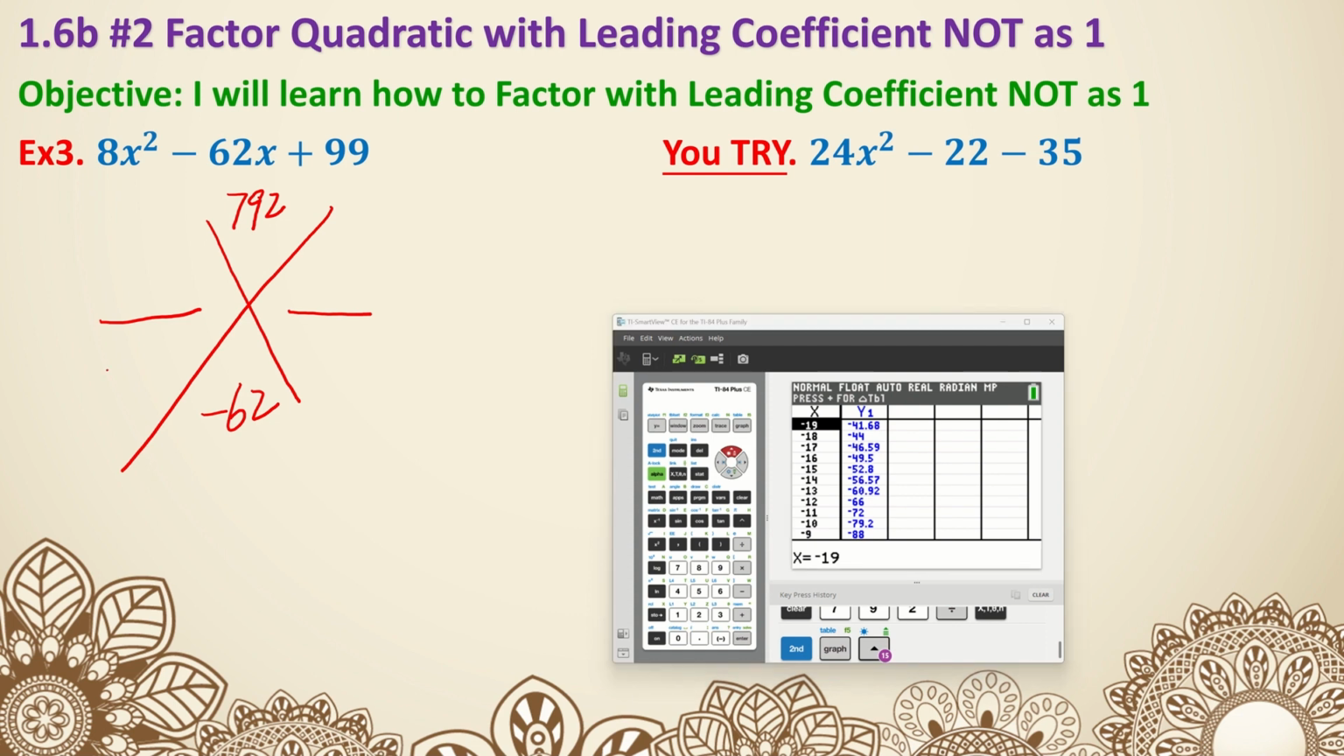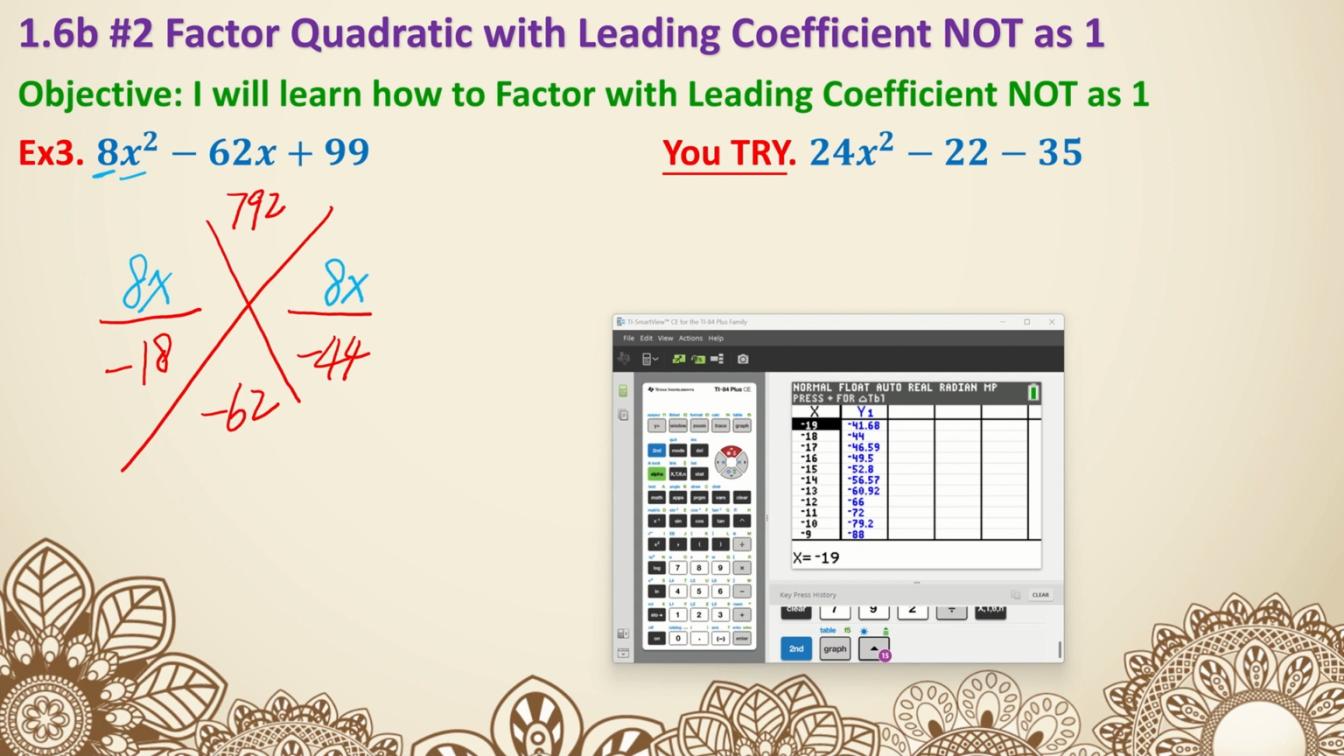That's our combination. They actually add up to negative 62. So negative 18 and negative 44. On the top of the fraction will be our 8x, the leading coefficient and variable. In this case, it's x squared. That's why each side is just going to have an x. If it's x to the 4th power, that means you would have x squared on both sides.